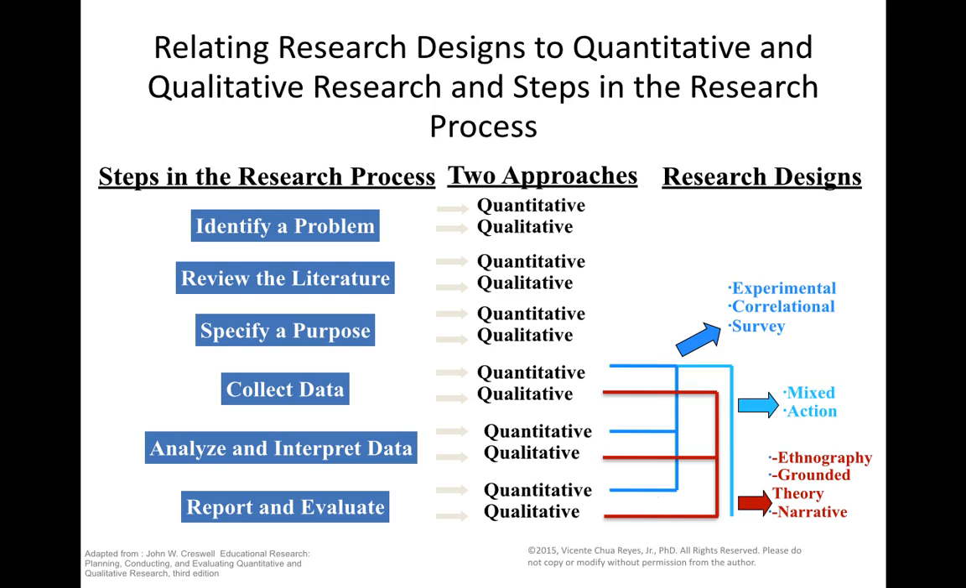Again, in this slide, you see on the left-hand side the steps in the research process. In the center column, you will see two approaches, and then the third column, on the right-hand side, has some research designs. So when you take a look at collecting data from a quantitative aspect, the research designs usually employed are experimental, correlational, or even survey designs. If you take a look at quantitative and qualitative together, then you can find mixed methods research designs or even action research.